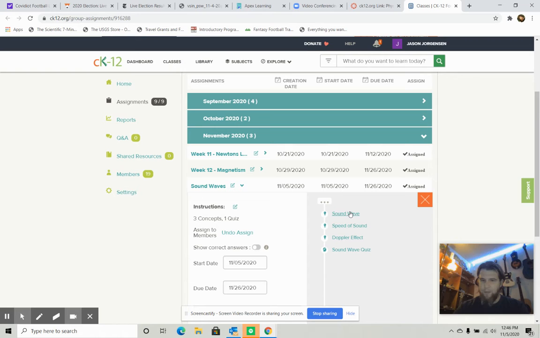If we look here, we have 3 short sections on what a sound wave is, how fast the speed of sound is, as well as the Doppler effect. And then we have a sound wave quiz. So it's your traditional 3 sections and then a quiz. Nothing too strenuous or over-involved. It's just these 3 simple sections and then our quiz.